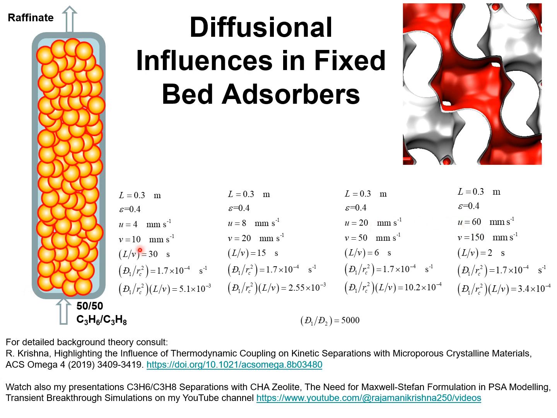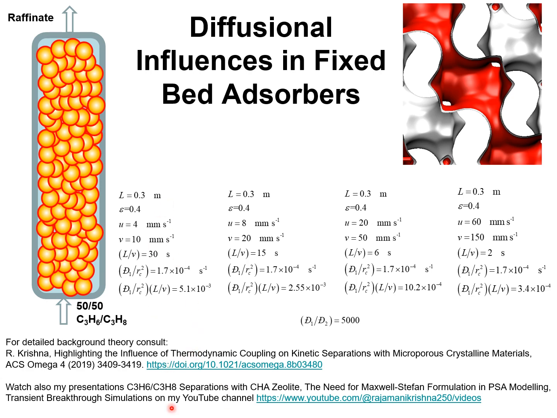These correspond to interstitial gas velocities of 10 millimeters per second, 20 millimeters per second, 50 millimeters per second, and 150 millimeters per second. The corresponding values of the contact times, which is the ratio of the packed bed length to the interstitial gas velocity, is 30 seconds in the first case, 15 seconds, 6 seconds, and 2 seconds. The diffusional time constant is maintained the same in all 4 cases and equals 1.7 times 10 minus 4 per second.